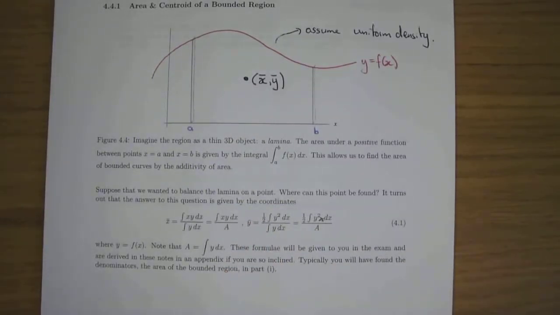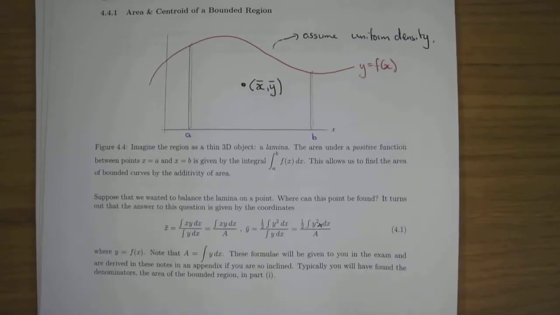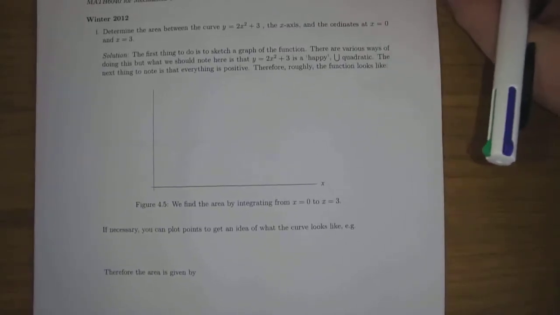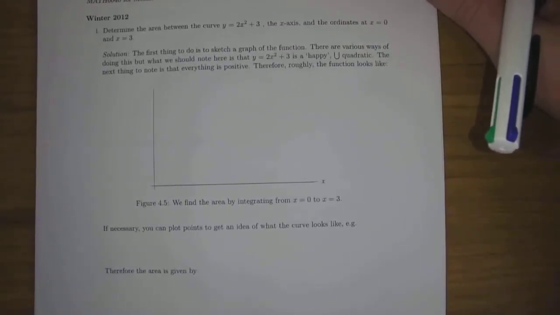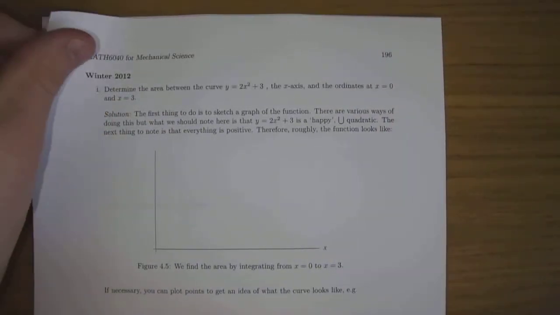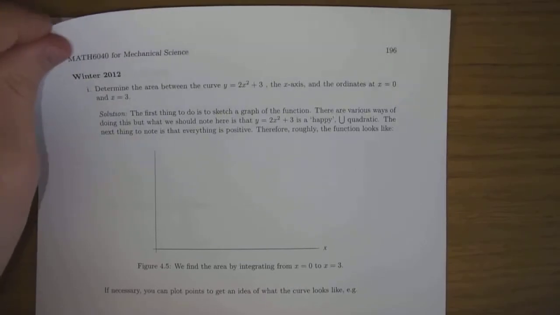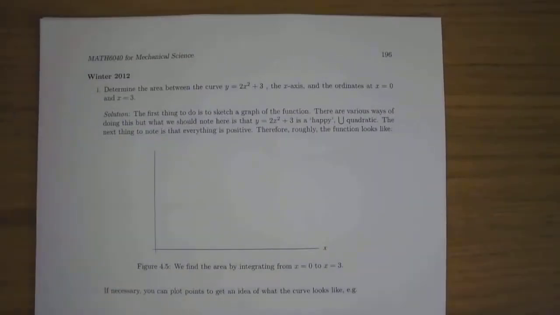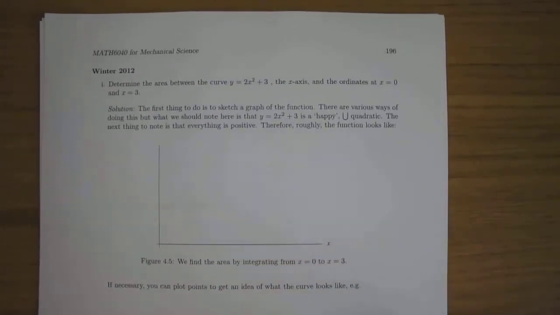Okay, so I think I have an example here, or two. Let's see. Okay, so the question starts here. Determine the area between the curve y equal to 2x squared plus 3, the x-axis, and the ordinates x equal to 0 and x equal to 3. Okay. Now, what the question will usually do, it'll break down, and first it'll ask you to sketch it.